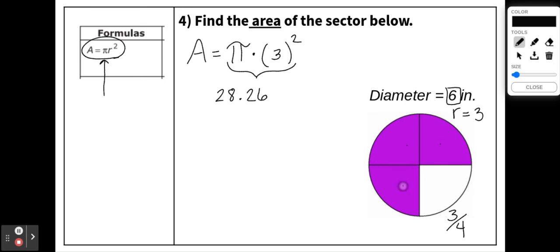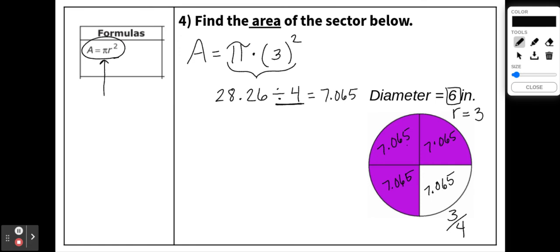Now, do you see how this is broken up into 4 parts? You could use division, and if you do that, you'd have to divide by 4. Now, if you did that on the calculator, you're going to get 7.065. Now, when you divide by 4, that's going to tell you the area of each of those little fourths. So this is 7.065, this is 7.065, this is 7.065, and this is 7.065.